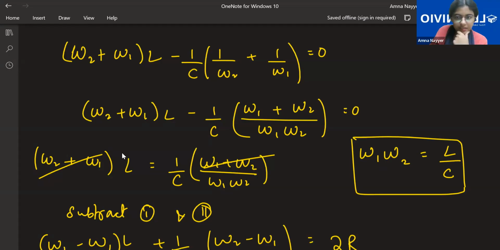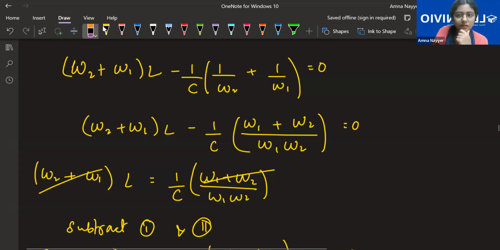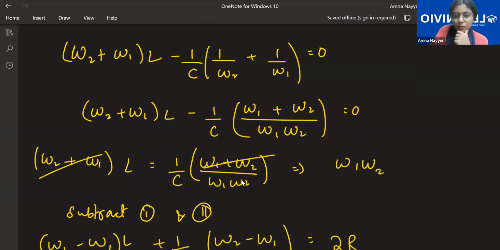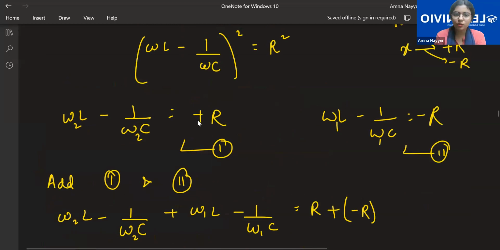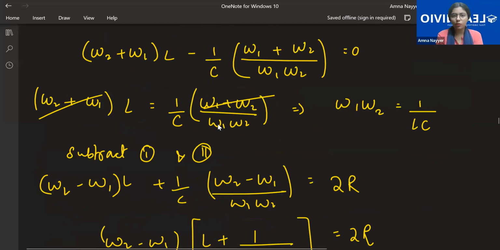See, from here I have shifted this on this side. Omega 1 into omega 2, this I am bringing here, L I am bringing it out, so both will be divided: 1 by LC. Okay. Now, see, this was all about the omega term. This is one of the equations that we get. So this was the second part of the derivation that I was mentioning, that you add both of these equations and you get the value of omega 1 into omega 2.